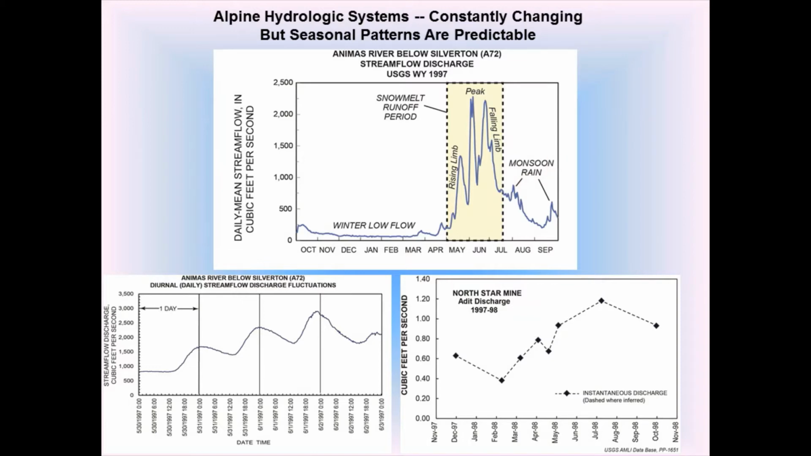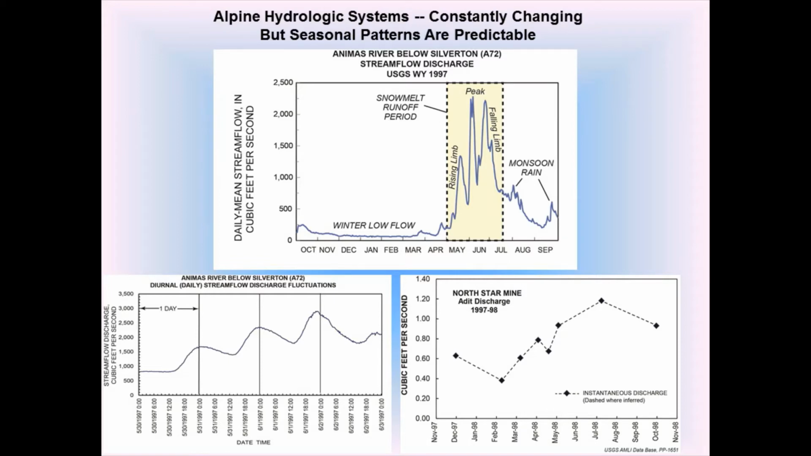On the lower left here is the Animas River below Silverton, showing the diurnal or daily stream flow discharge fluctuations. You can see how the discharge fluctuates just in a one-day period, in some cases during the spring, increasing as much as 1,000 CFS during the diurnal. That's a big diurnal.